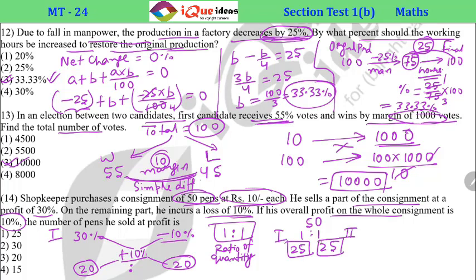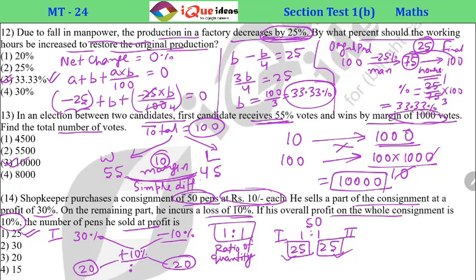The question is saying on the remaining part incurs a loss if his overall consignment, the number of pence is sold at profit. So number of pence is 25 sold at profit, 25 sold at loss. So answer is the first option. That is the correct answer. Alright, so this was a very simple situation. You could have also calculated the total cost price and total selling price and you could have gone ahead from there also.